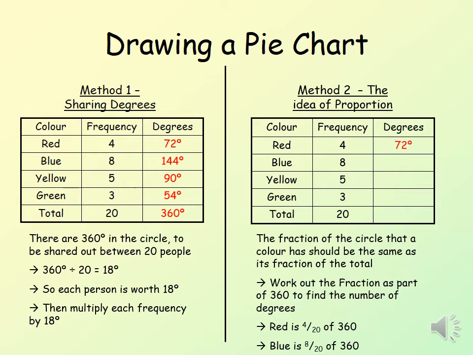So that is 72 degrees, which of course, 4 over 20 is a fifth, but you just divide it by 20 and multiply by 4, and we carry on. So 8 over 20 multiplied by 360 is 144. 5 over 20 multiplied by 360 is 90. 3 over 20 multiplied by 360 is 54 degrees, and that adds up to 360, which is a complete circle.